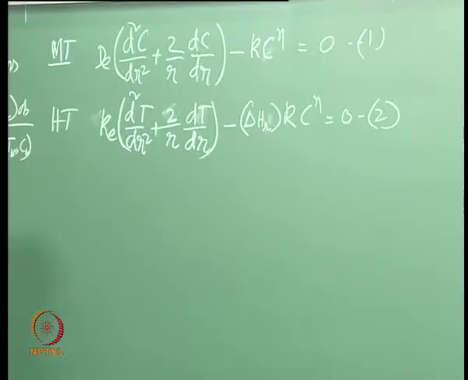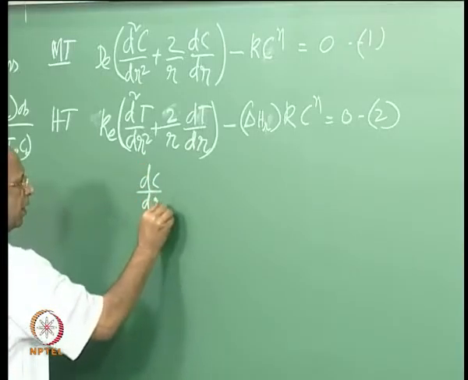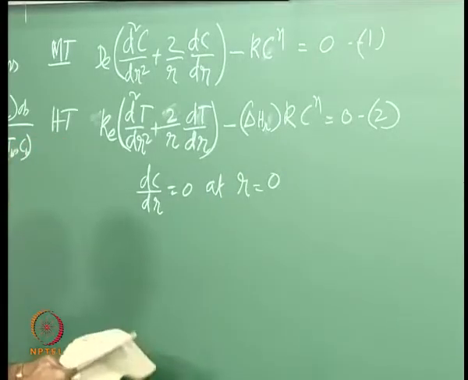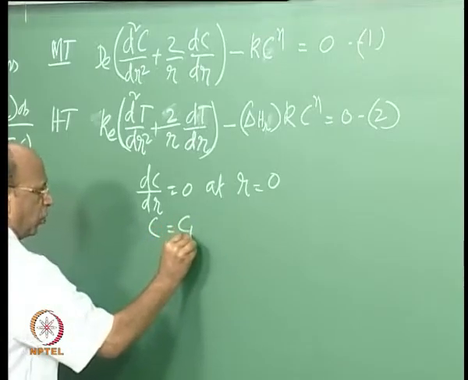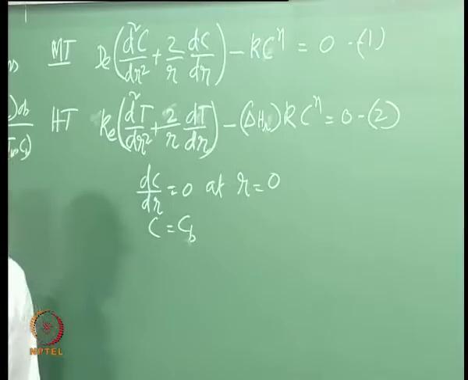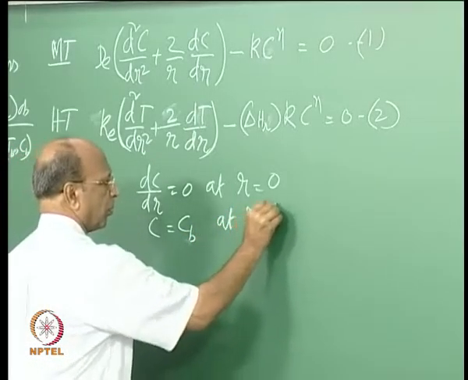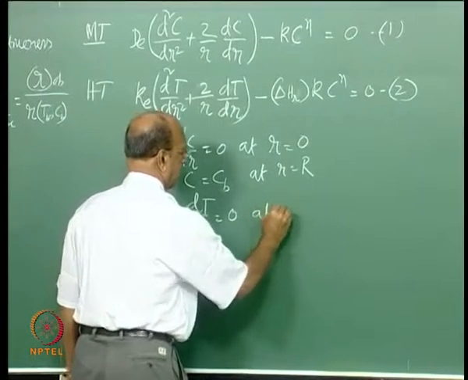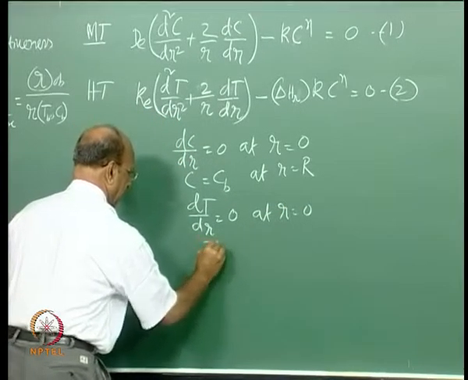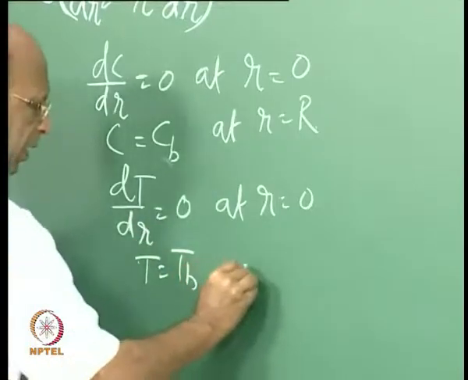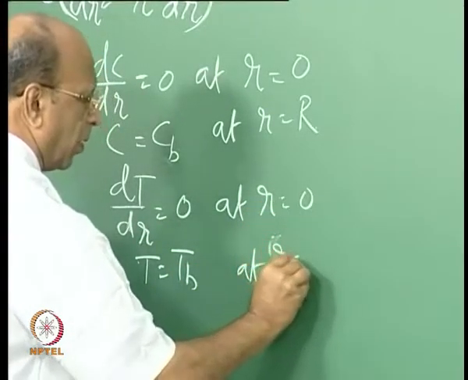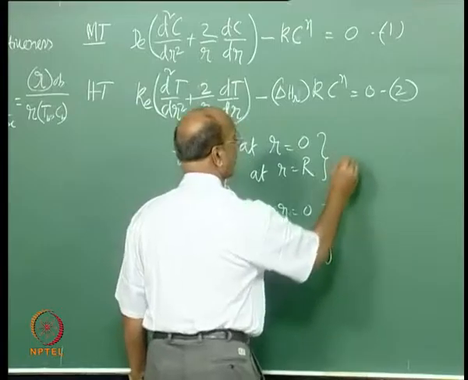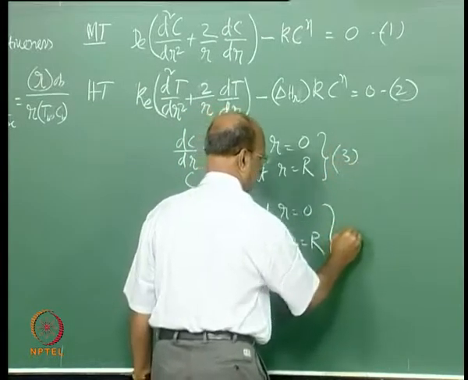What are the boundary conditions here? dC by dr equal to 0 at r equal to 0, this is one, and C equal to CB, which is also equal to CS, at r equal to capital R. Similarly, dT by dr equal to 0 at r equal to 0, and T equal to TB at r equal to capital R. Good. So, think this is equation 3, this is equation 4.